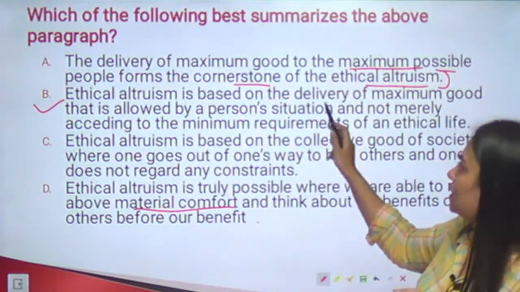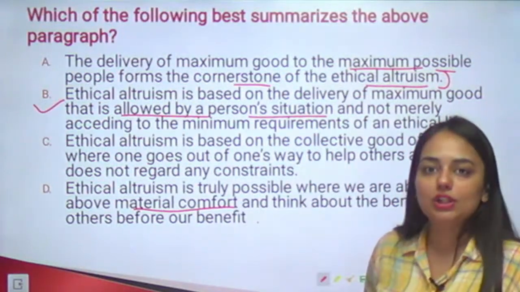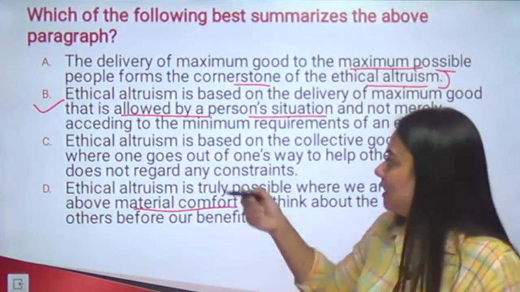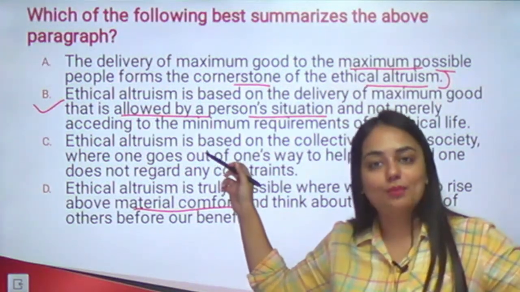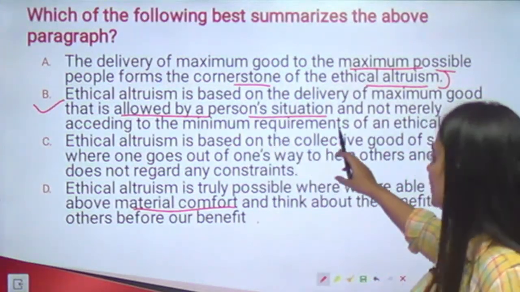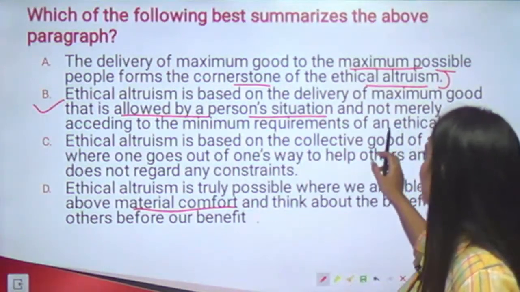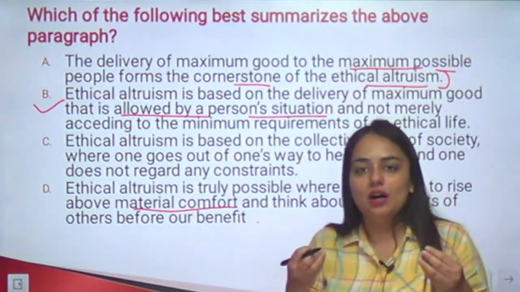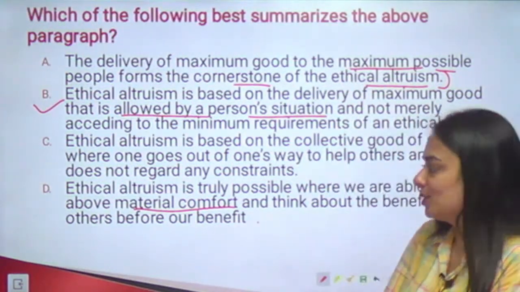Ethical altruism is based on the delivery of maximum good that is allowed by a person's situation. Did he not say that you should be using your spare resources to help people? So whatever you are allowed to do, no matter if you come from a humble background or an affluent background, you should help people accordingly. So this is the key here that makes the second one the right answer. And not merely acceding to the minimum requirements of an ethical life. Acceding is accepting. So simply accepting a humble life is not being an altruist. You'll have to reach out and help people, right? So B is the right answer.